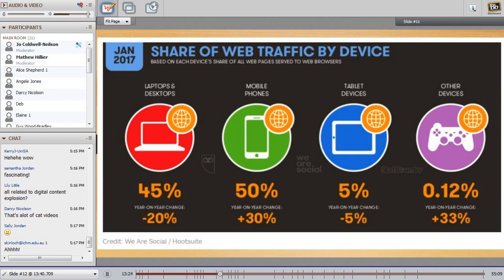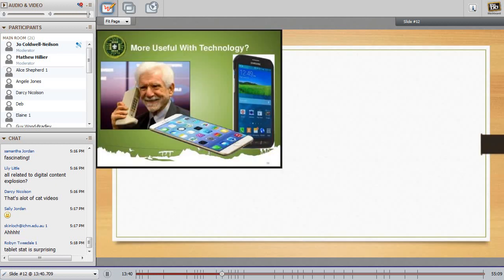Tablet devices, iPads and so on, 5%, and any other device was less than 1%. So you can see that mobile phones are taking over. This has significant implications for the way that we look at digital literacy. Just thought another little bit of history.